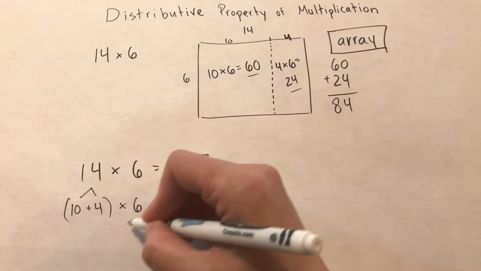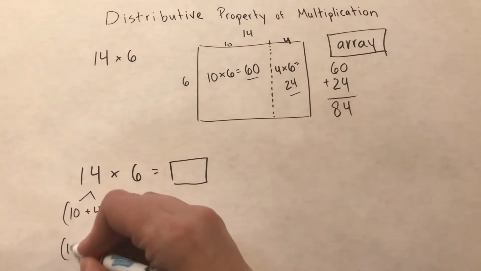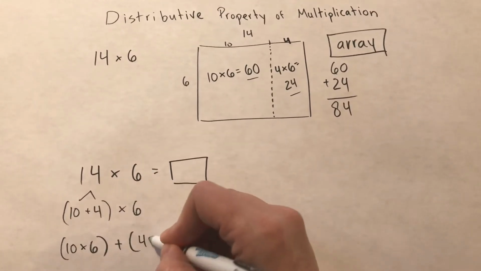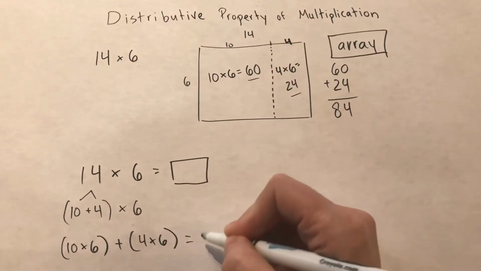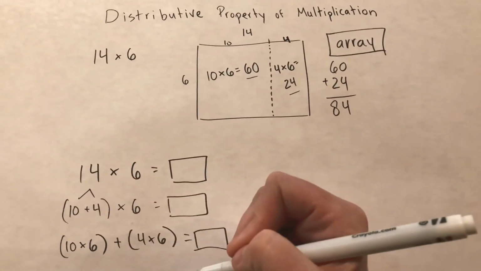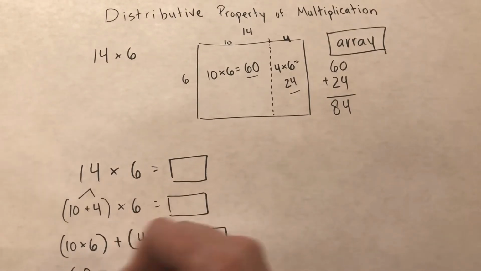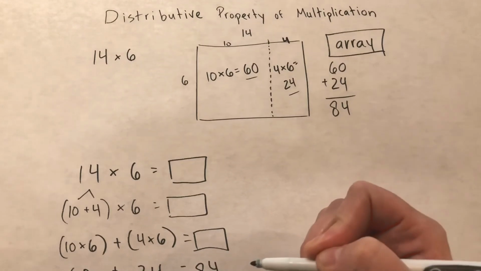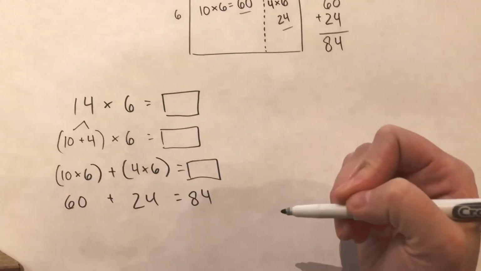So then we can distribute the 6 into those parentheses like that. Solve each of those problems. 10 times 6 is 60, 4 times 6 is 24. Okay, we get to our same product.